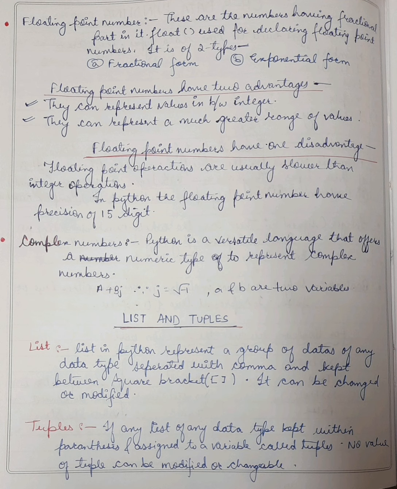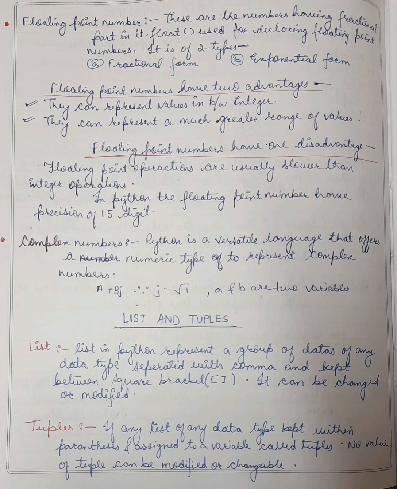So now see, floating point numbers have two advantages. First, they can represent values in between integers. Second, they can represent a much greater range of values. Then floating point numbers have one disadvantage: floating point operations are usually slower than integer operations. In Python, floating point numbers have a precision of 15 digits. In the previous video we completed floating point numbers, so I won't go into detail.